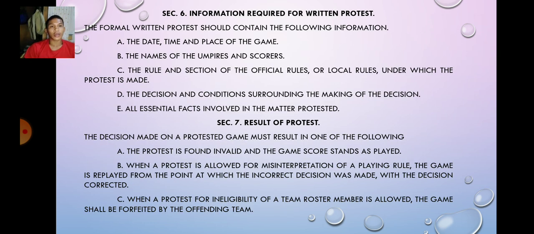Section 6. Information required for written protest. The formal written protest shall contain the following information: the date, time, and place of the game, the names of the umpires and score, and all essential facts involved in the matter of the protest. Section 7. Result of protest. The decision made on a protested game must result in one of the following: the protest is found invalid and the game score stands as played.